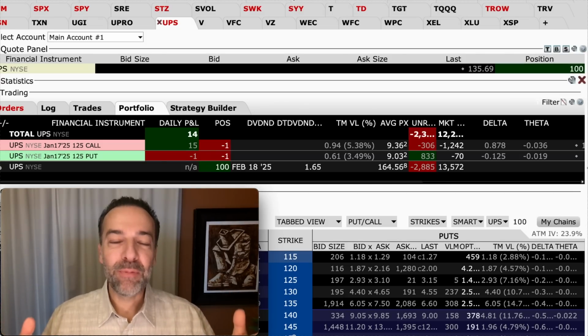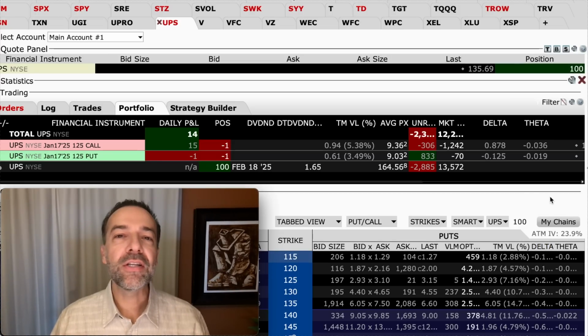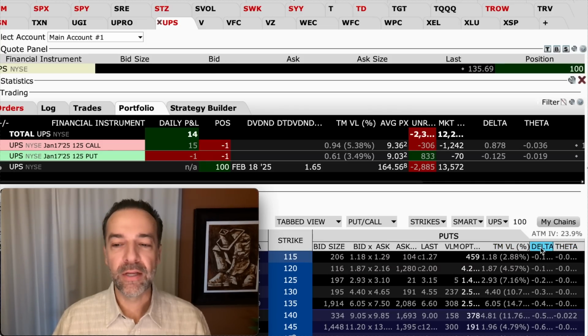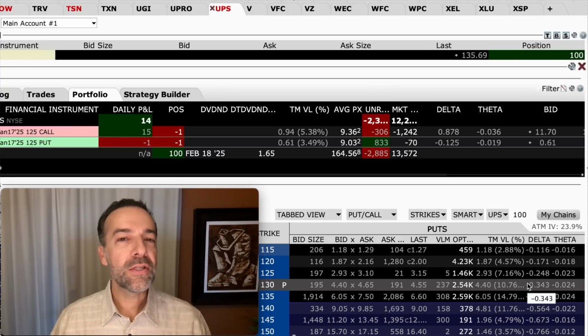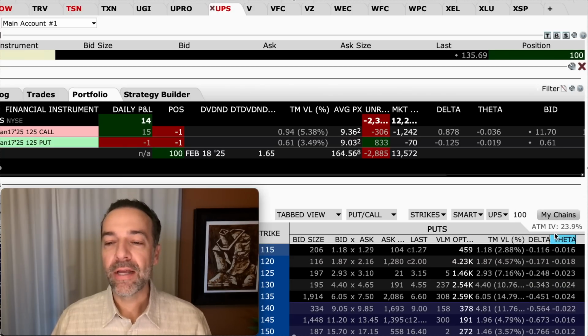This isn't the Greek people. Greek people are awesome. This is the Greeks when it comes to option trading. Here you see an option chain of UPS. Notice on this bottom right corner, we have a couple of the Greeks. We have delta and theta. When you sell options, it's important to understand what's going on with some of these Greeks. And the most important one, in my opinion, when you're selling options is probably theta.